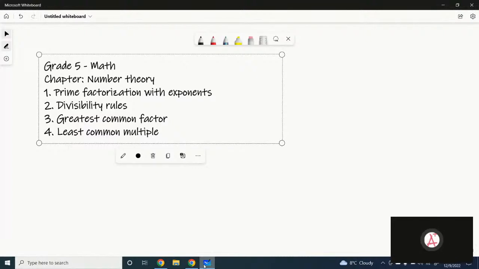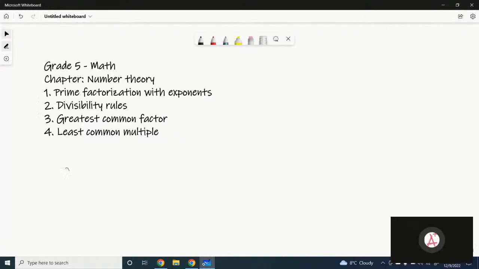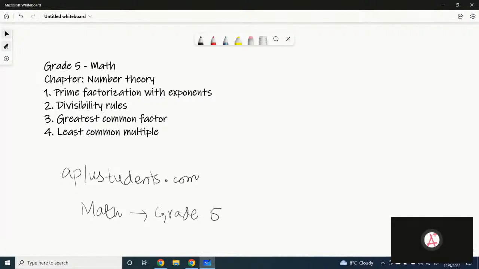So we're going to start with grade 5 maths. You can find all the lessons on aplusstudents.com. You have to log in there using your email address and password as provided by the administrator. Then you have to select math from the subject tab. Scroll down to grade 5 maths. Click on view all lessons. There you can find the list of the chapters.